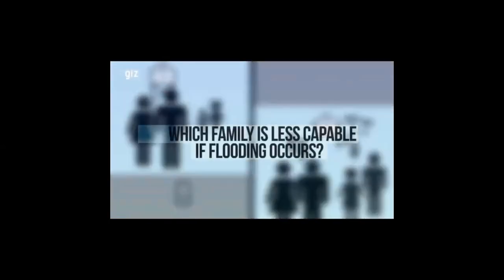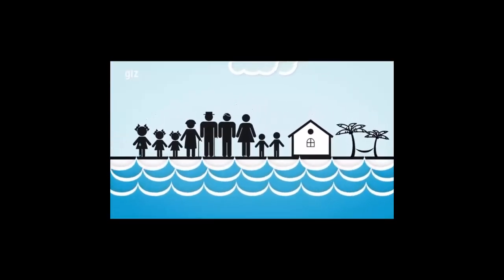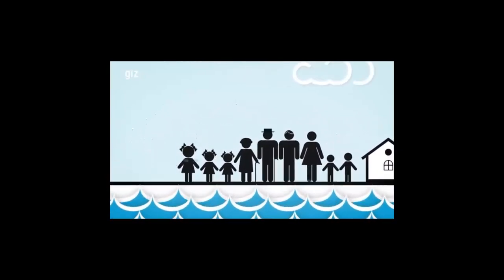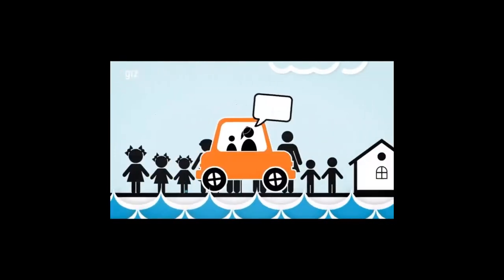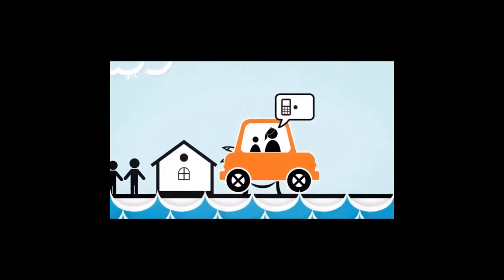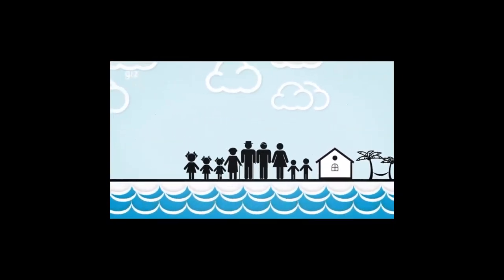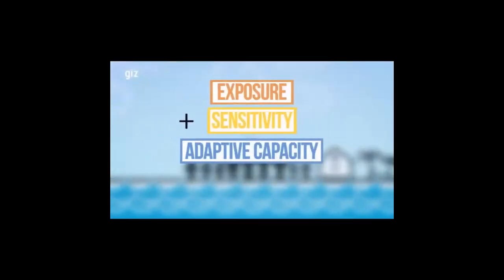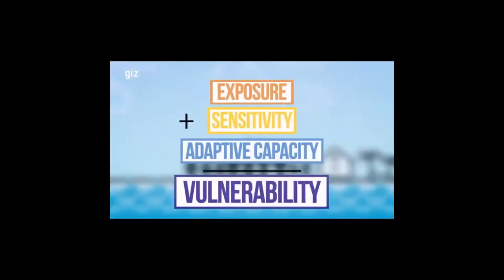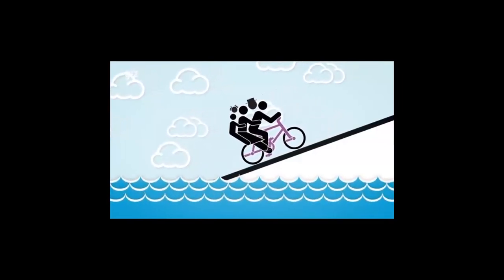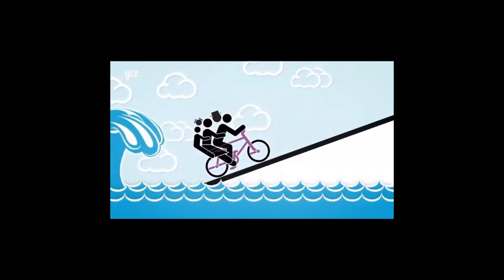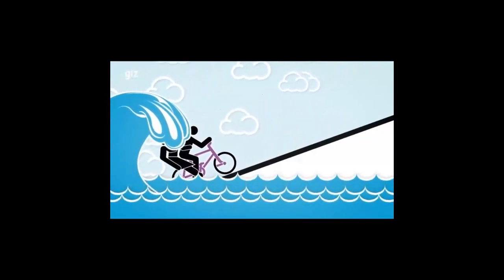Which family is less capable of adapting if flooding occurs? Tomás' family. Their circumstances do not allow them to react to the flood as well as Maria's, which has more budget, a car to allow them to escape faster, and a cell phone that would allow them to receive an alert prior to the events, so they can react in a timely manner. The sum of all these elements allows us to identify vulnerability. Which family is more vulnerable to the flood? Tomás' family again. They are more vulnerable because their potential impact is greater and they have fewer elements to respond correctly to the flood.